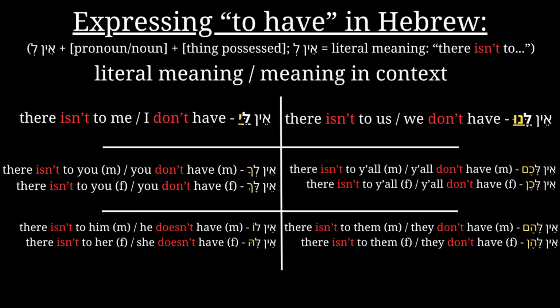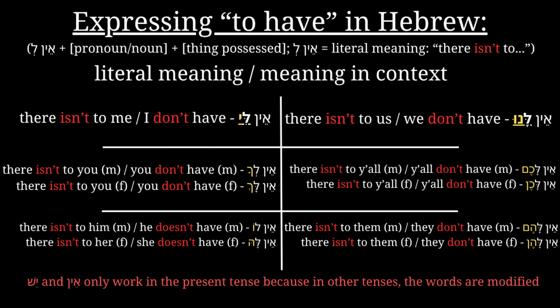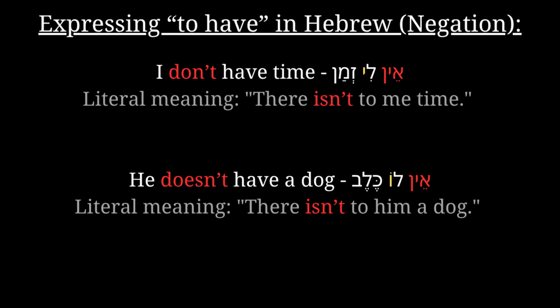In summary, the negative construction with en is the same as with yesh, with only one word that shows negation. As a note, en and yesh only work in the present tense, because in other tenses, the words are modified, but they will be shown in future videos. Considering this pattern, we can make negative sentences like I don't have time. En li zman. The literal meaning is there isn't to me time.